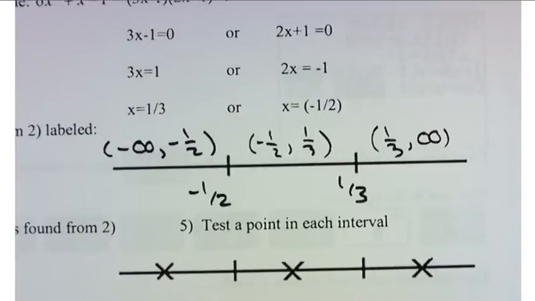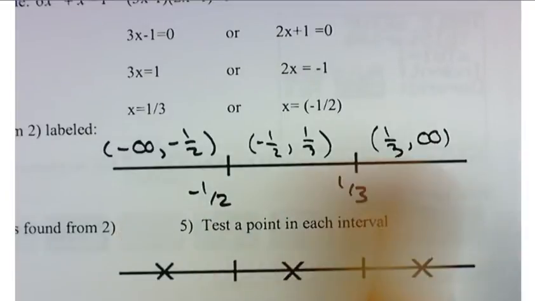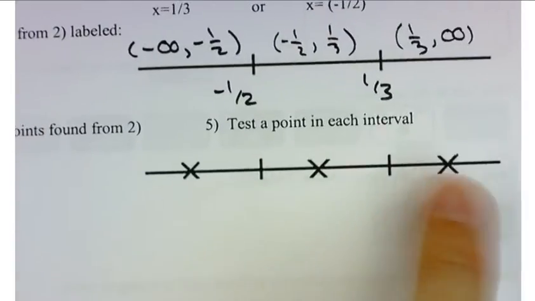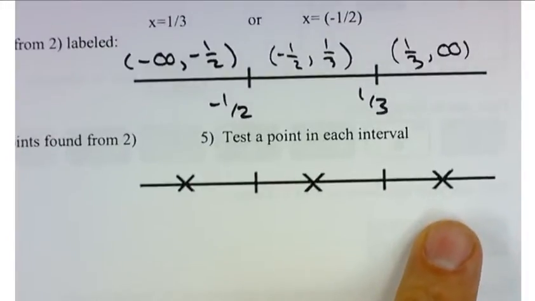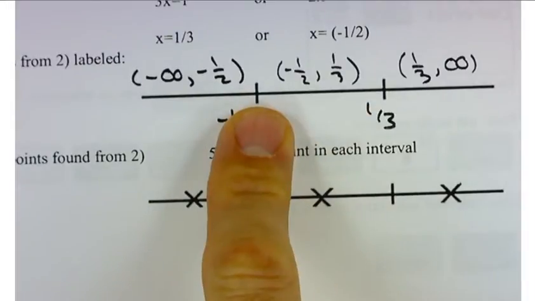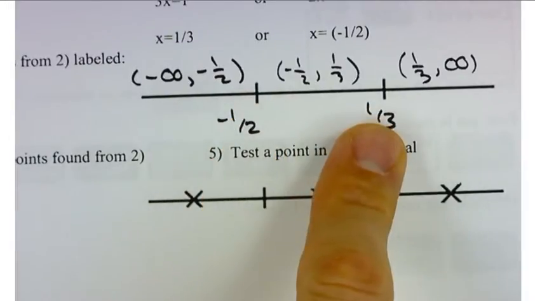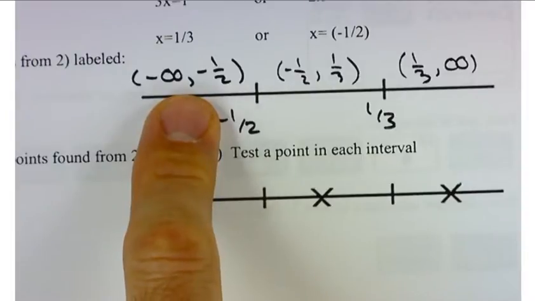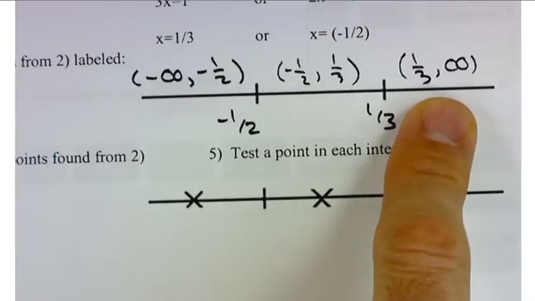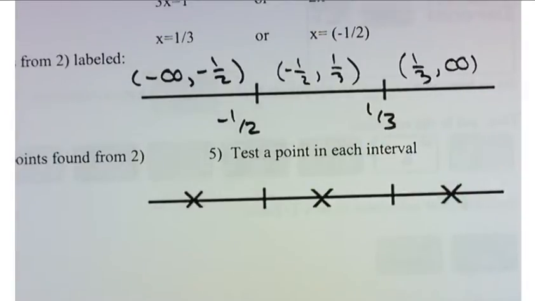Now we need to figure out where this polynomial is actually greater than 0. That's going to happen in these intervals, but where it happens, we don't know yet. So my suggestion is that we test points in the intervals. The polynomial can only change signs at these points, at negative 1/2 and 1/3. But is it positive in this interval or negative? Positive here or negative? Positive or negative? We don't know. So let's come up with some test points.